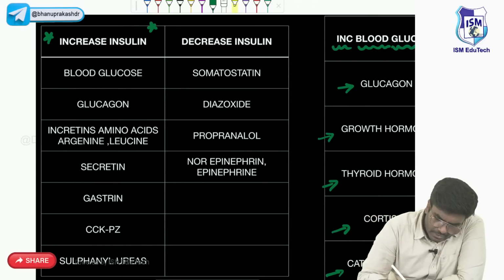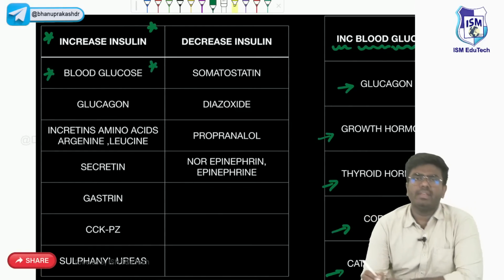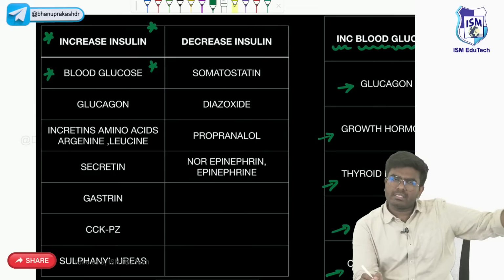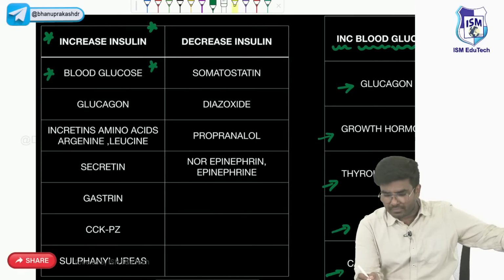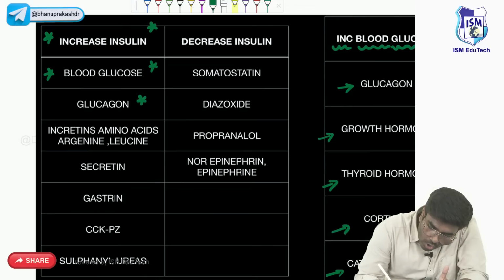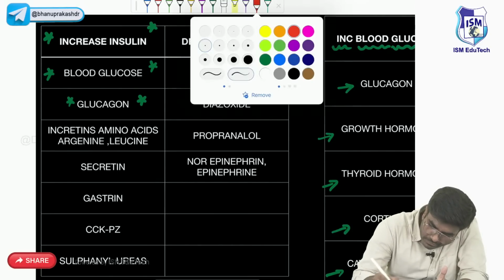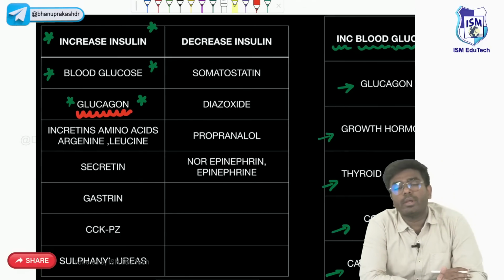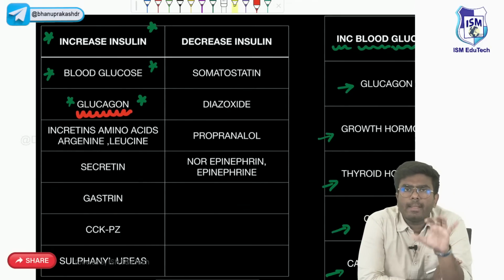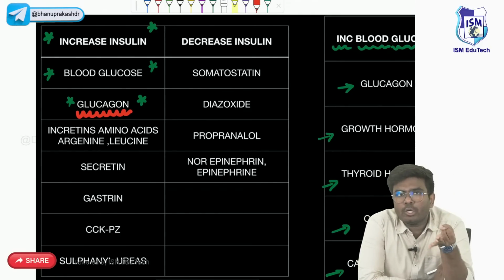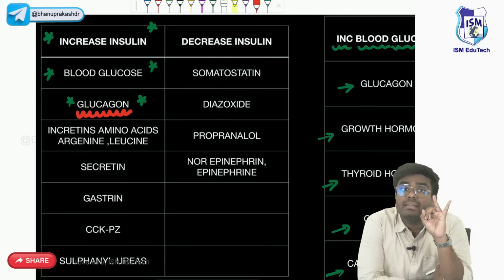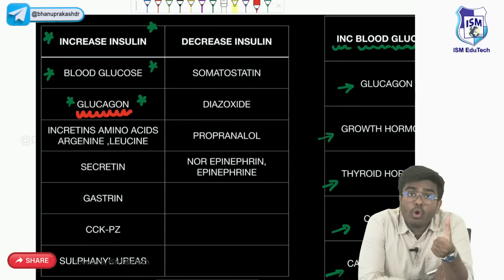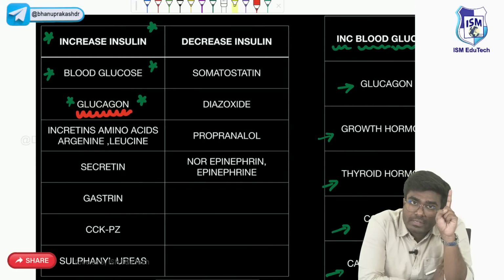See, first thing, blood glucose. Every student knows that if there is a higher amount of blood glucose, insulin is automatically released from the pancreas. And glucagon, guys, this is my favorite question. If I am the examiner, definitely I will give you this. This is a very important point. Normally students think insulin and glucagon are exactly antagonistic. But remember, glucagon actually helps in the release of insulin.